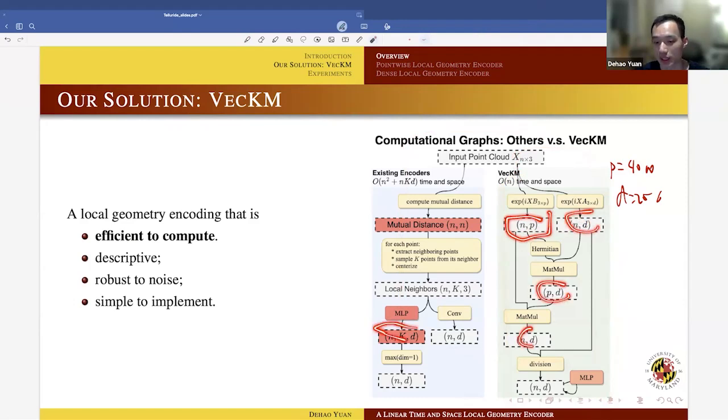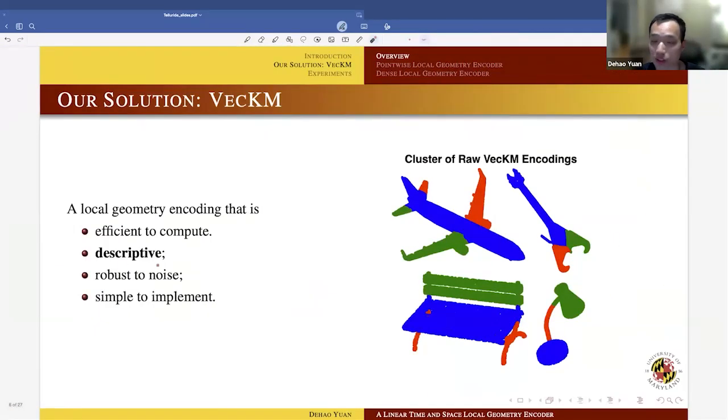There's no such thing as n by k by d or n by n. So they are very efficient to compute. And of course, I will introduce later why it can be computed in this way. On the other hand, it is also very descriptive. For a local geometry encoding, you want to describe the local geometry, and therefore it must capture the geometric features.